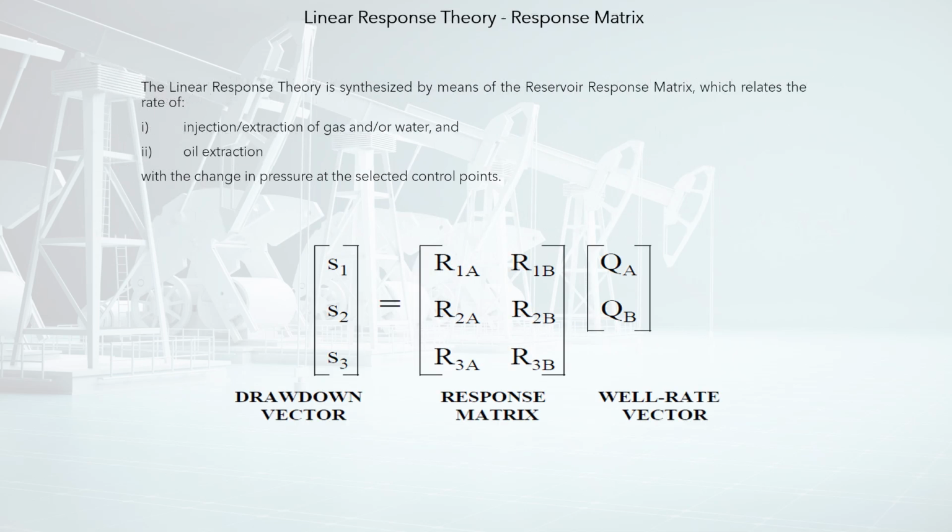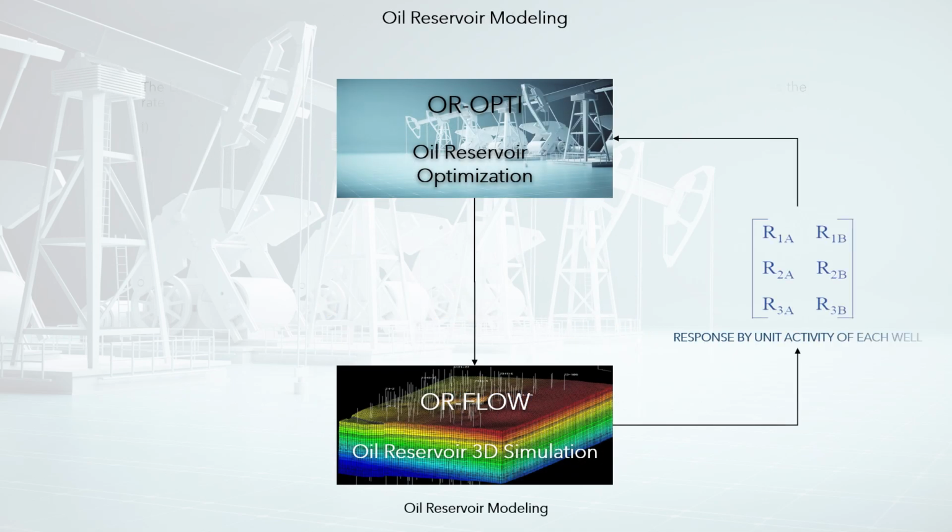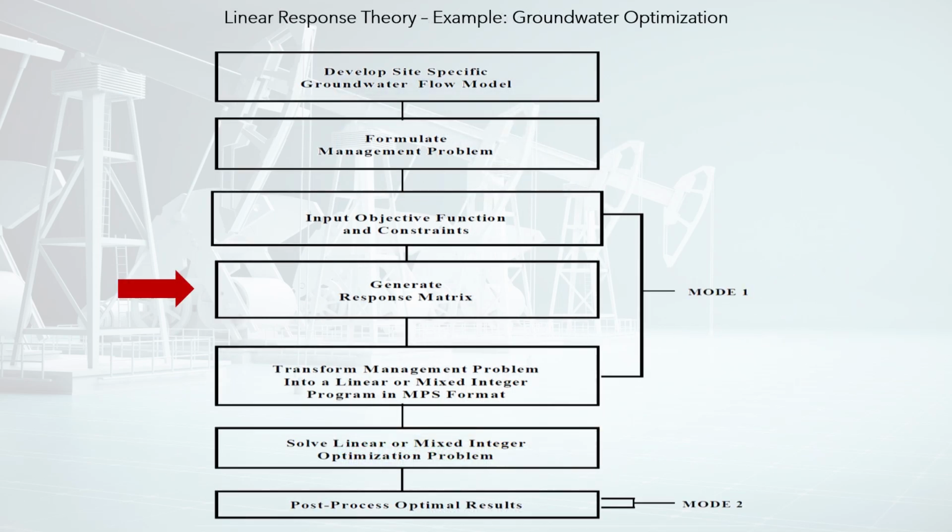The linear response theory is synthesized by means of the reservoir response matrix, which relates QA, the rate of injection or extraction of gas and/or water, and QB, the rate of oil extraction, with the change in pressure SI at the selected control points. The example considers I equal to 1, 2 or 3. The response matrix must be estimated by conducting experiments with the simulation model, and is the link between the two models. The image presents linear response theory for an example of groundwater optimization.